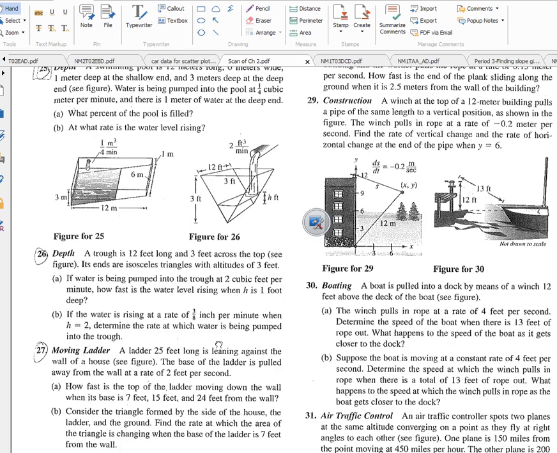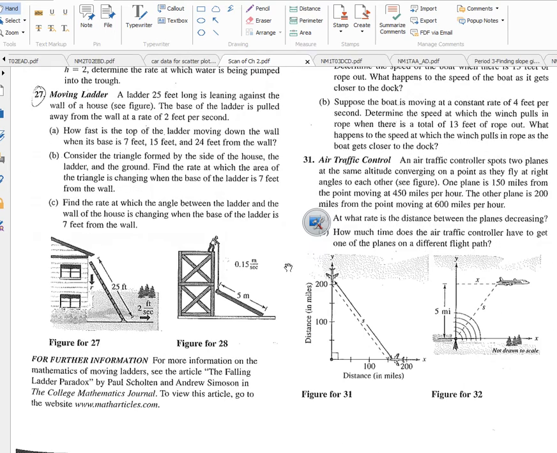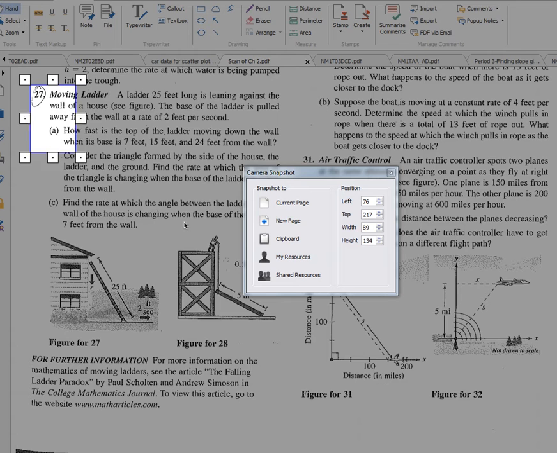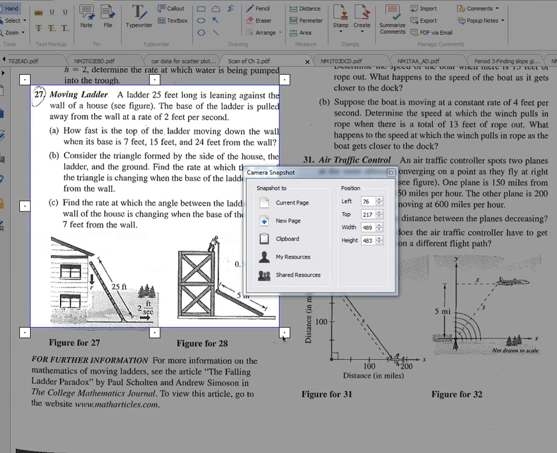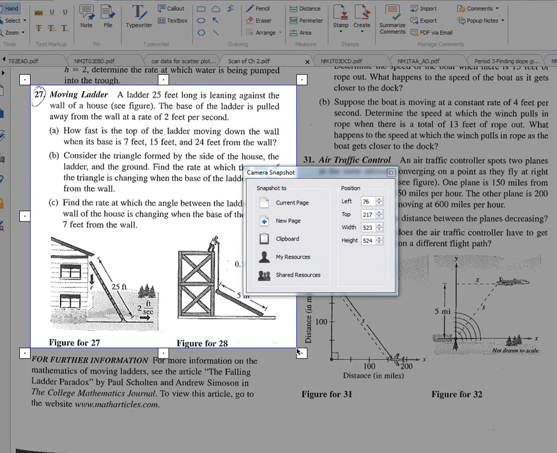23, 6, is this 27 down here? Yes. Okay. Which picture? Is it one of these pictures? It's the one on the left, yeah. Okay. Just take the whole thing.